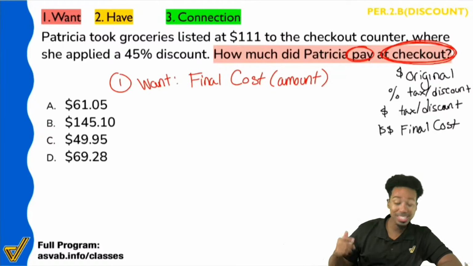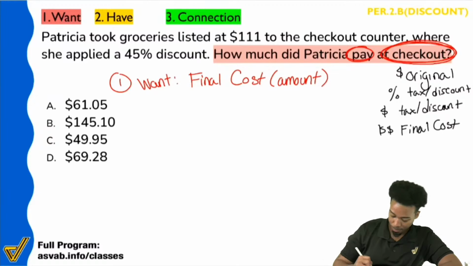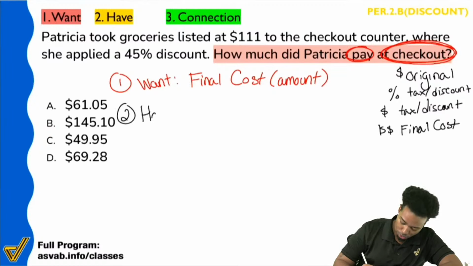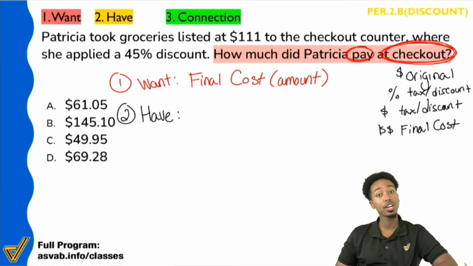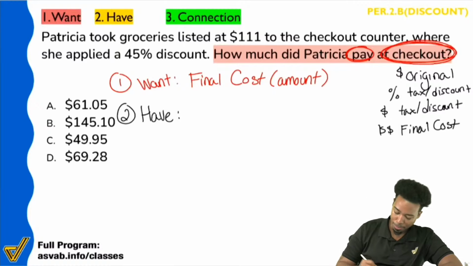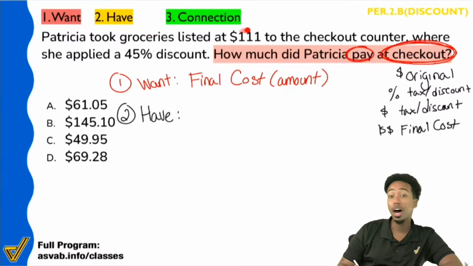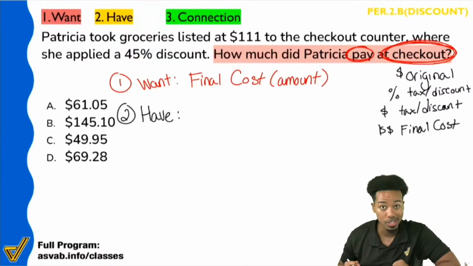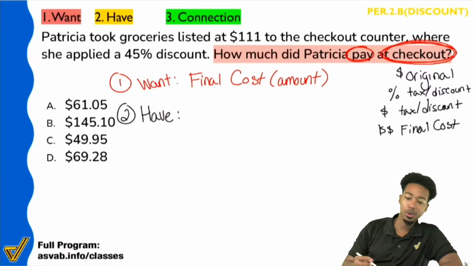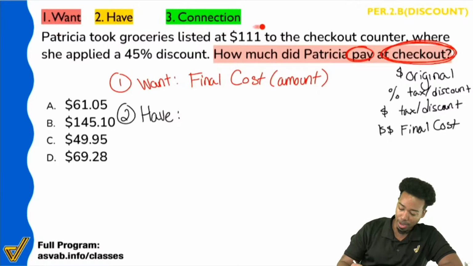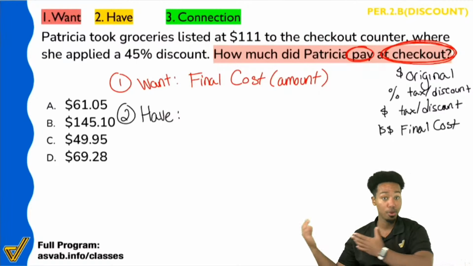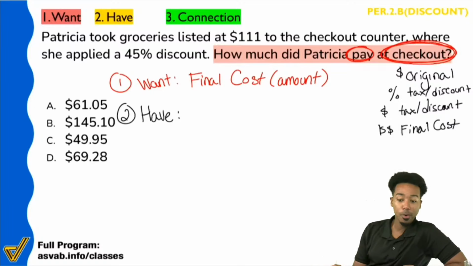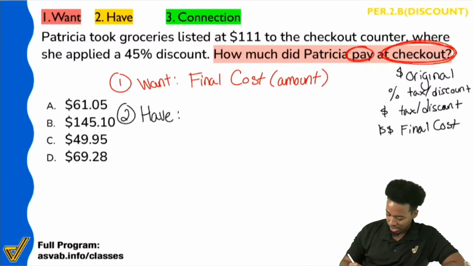So next up, let's take a look at the information that we have. So here, number 2, what do we have? So let's check it out. It says, Patricia took groceries listed at $111 to the checkout counter where she applies a 45% discount. Girl, I don't know what kind of extreme couponing this is, but she's balling, right? So she took the groceries listed at this amount to the checkout where she applied a 45% discount. I didn't make this problem. My program did that I built. So 45% discount looks great, but let's talk about what these numbers represent.